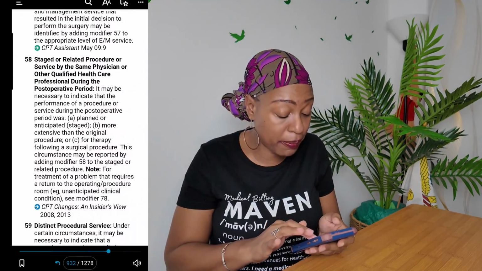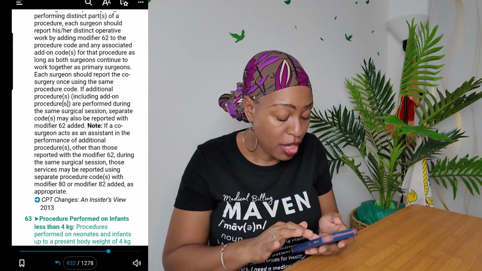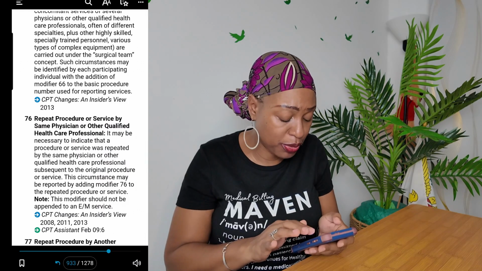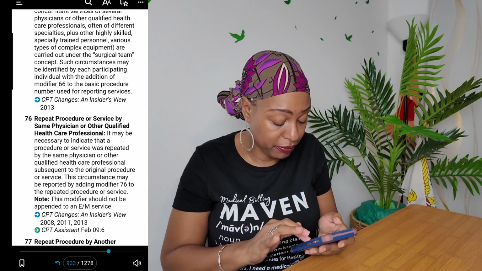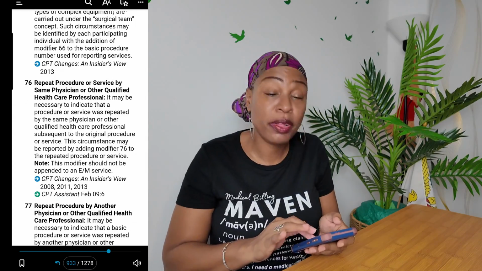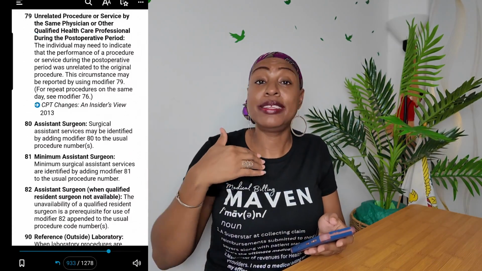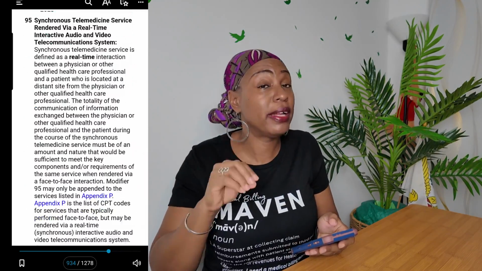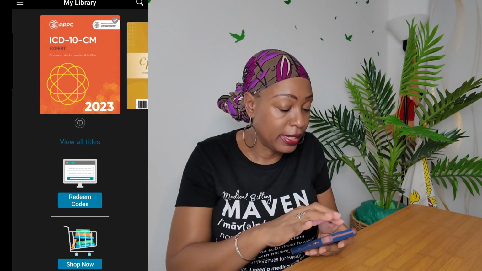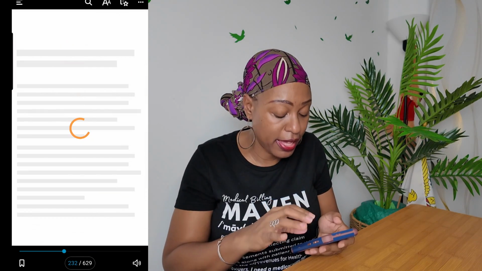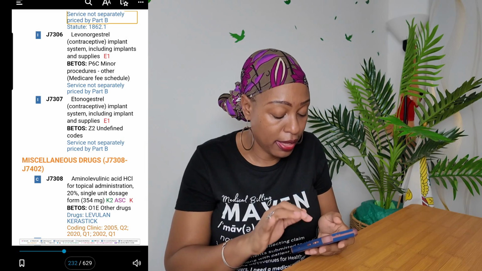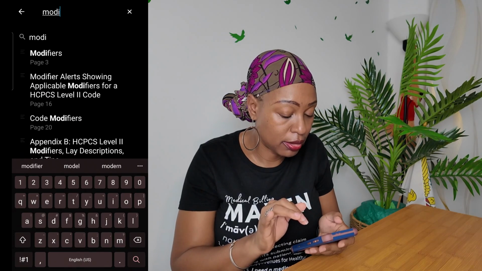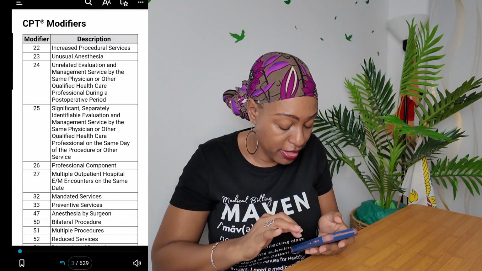If you go through the HCPCS book, which I think I'll run through as well, you'll notice that there are also modifiers there, and I think there are actually more modifiers. We're not going to go through every last one, but remember, if you need to see what a modifier means more in depth, you can check out Appendix A in your CPT. Now let's go over to the HCPCS book, and you will also notice that modifiers are within this book as well.